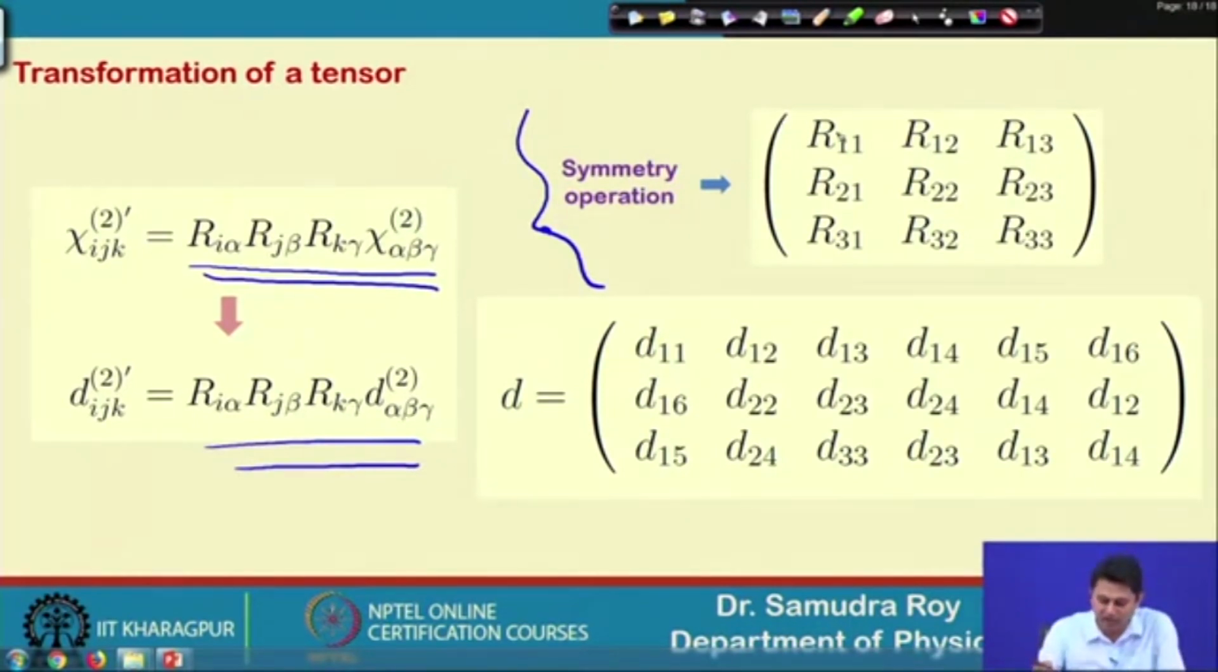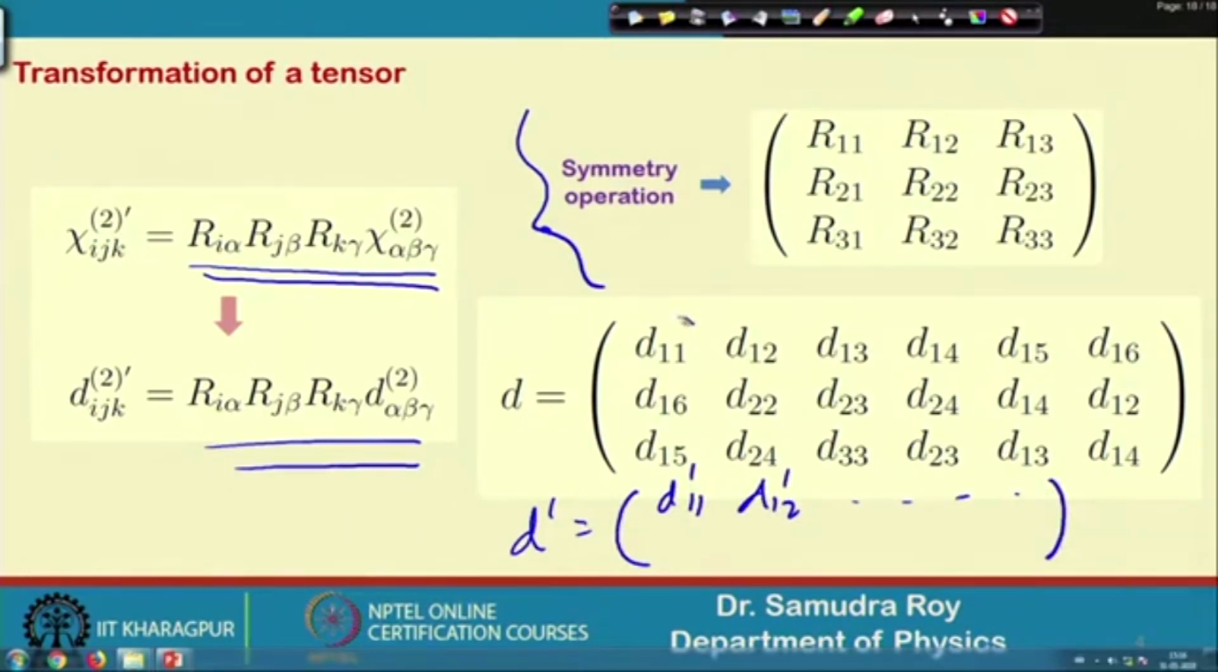I have given R, I have given D, and I am going to apply R over that. My goal here is to find out the primed coefficients. So if I want to find out D11 prime, D12 prime and so on, what is the relationship between D11 and D11 prime? I can figure that out with this R.